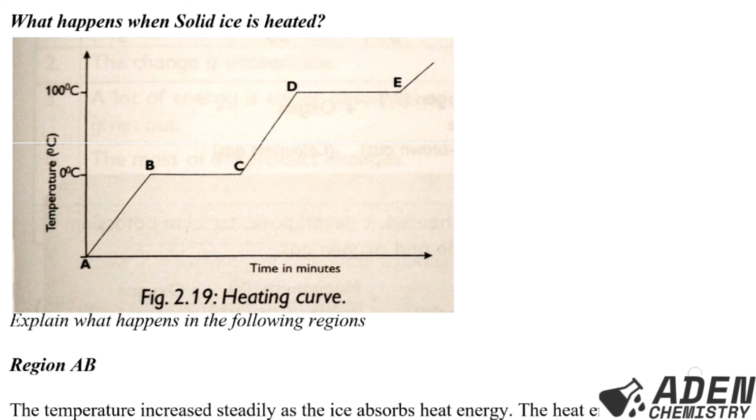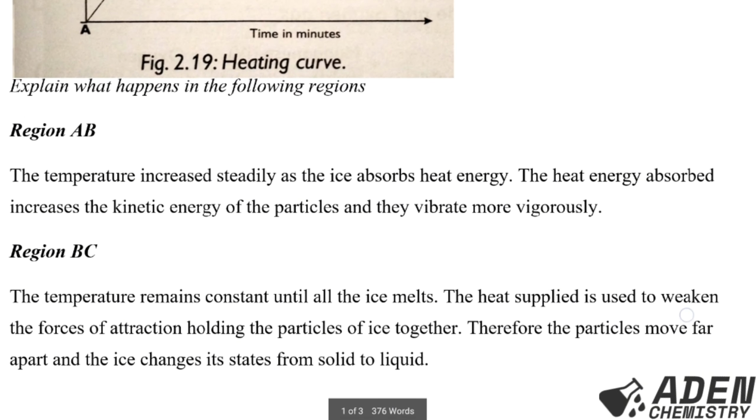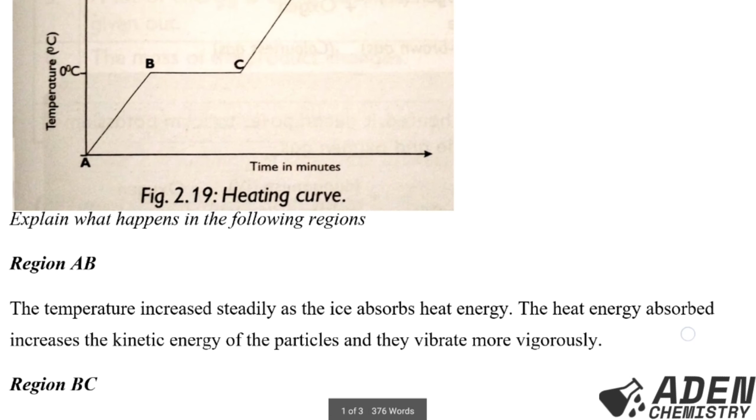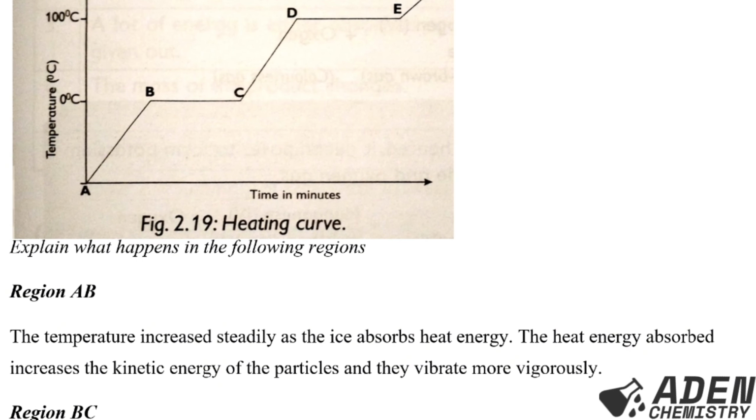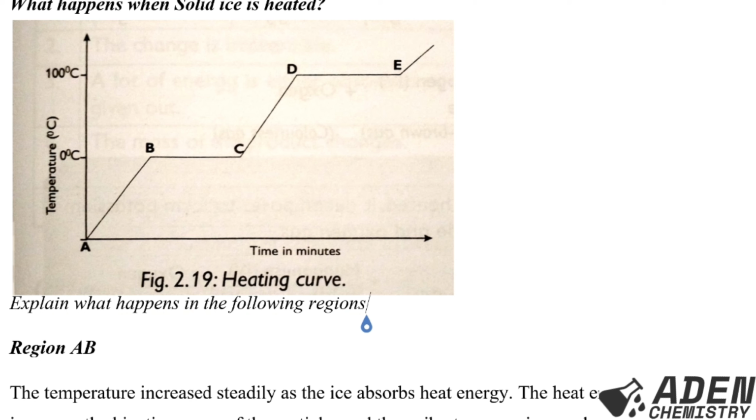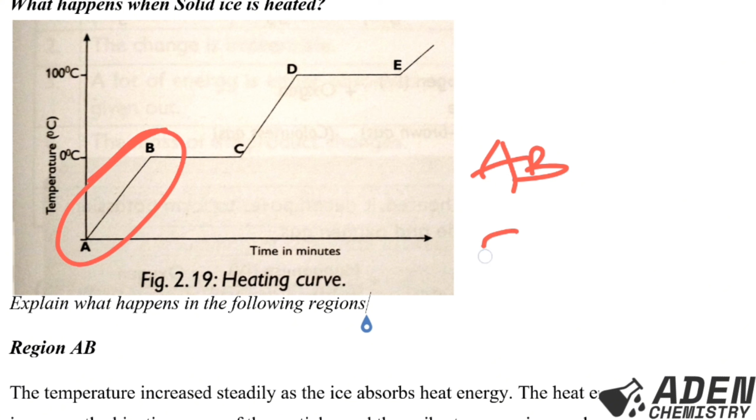So let's proceed to explain what happens in the following regions. We're having region AB, region BC, region CD, and also region DE, as you can see there. During the exam, we can be told to label on the diagram the states present in the following regions. So we can be given region AB here, or region CD, that is here.